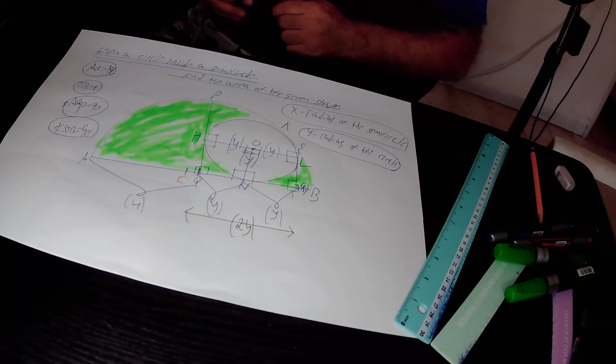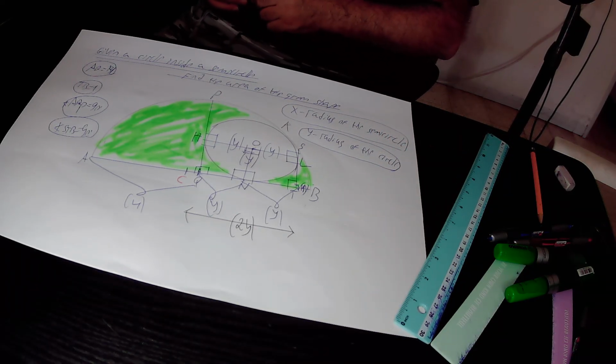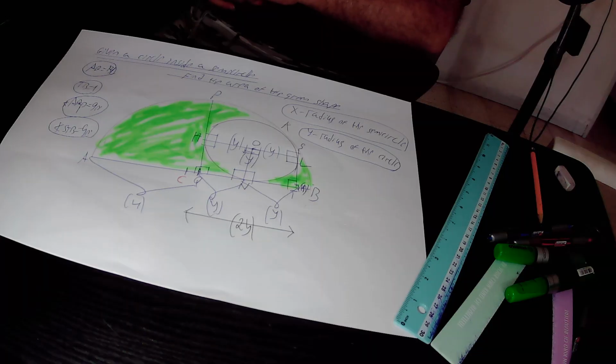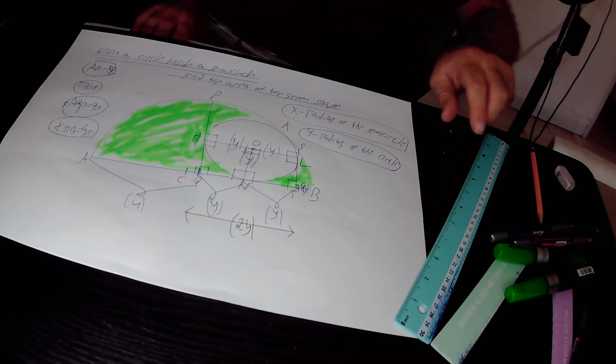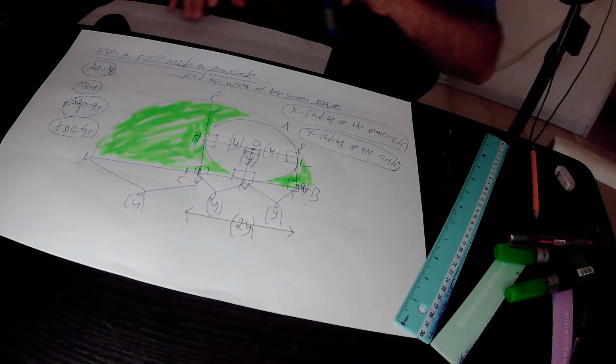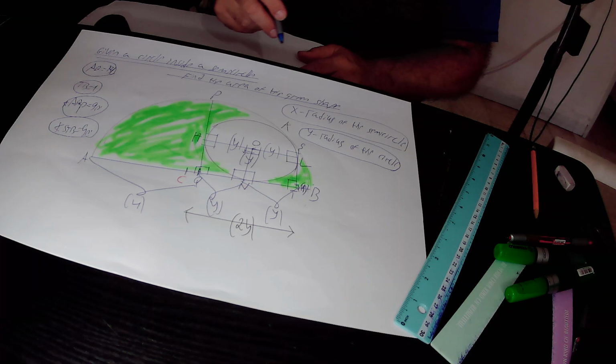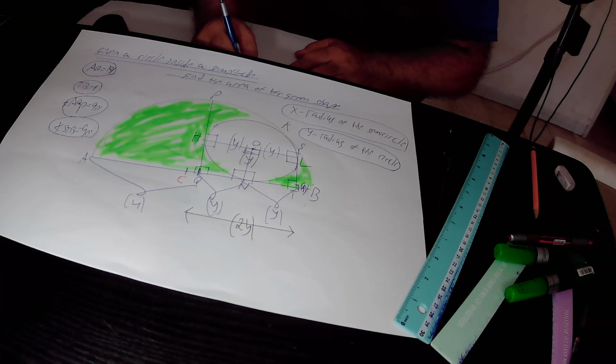AB is the diameter of the semicircle. The radius of the semicircle equals x, therefore the diameter must be equal to 2x. So now, the diameter AB equals 2x. It is twice as long as the radius, that is x.